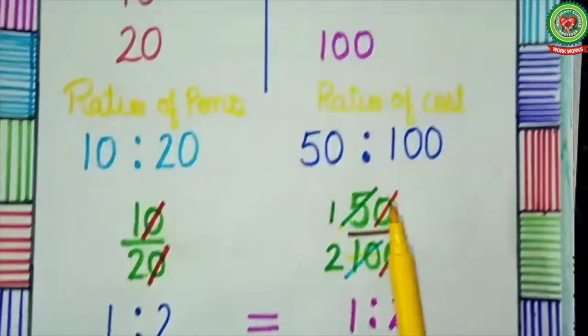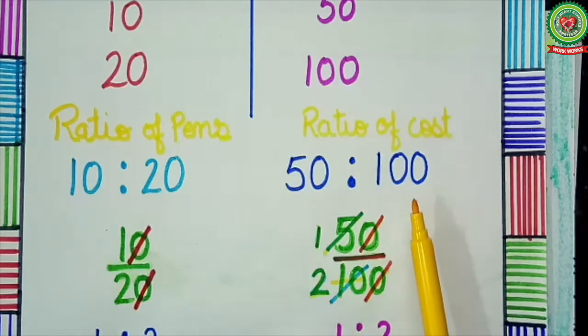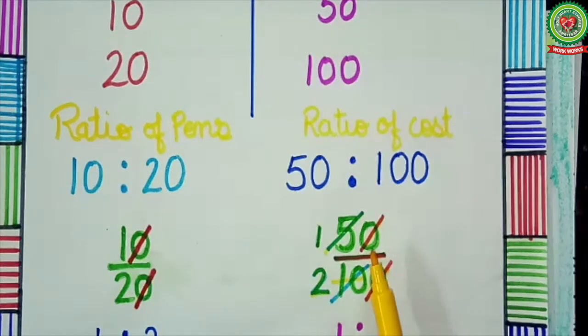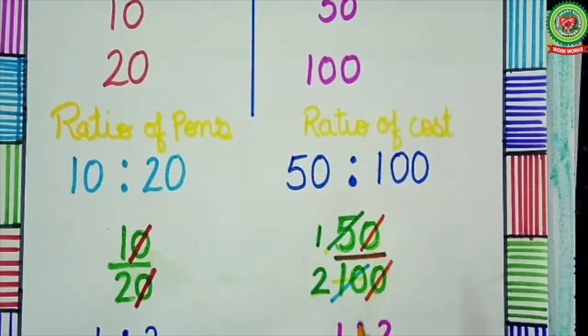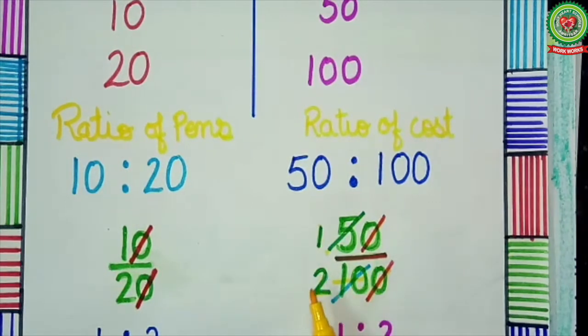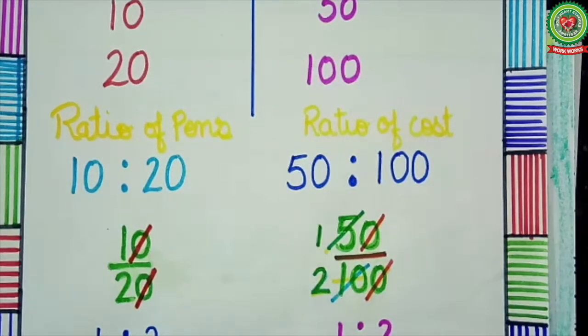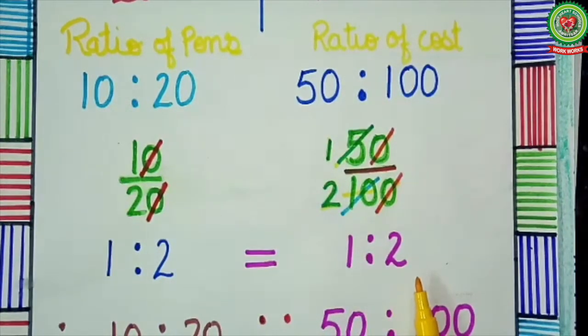On the other hand, change 50 ratio 100 into fraction form. It will be 50 upon 100. Now do the cutting, 0 cut by 0. Here it will be 5 ones are 5, 5 twos are 10. So at the end again the ratio is 1 ratio 2.